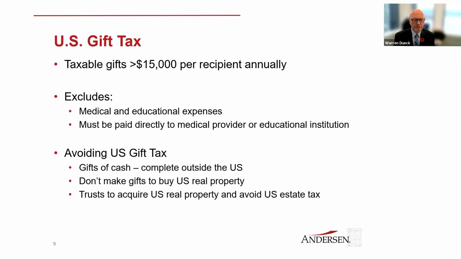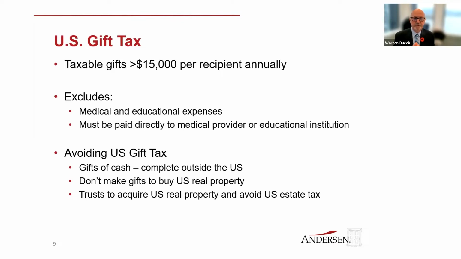We mentioned avoiding U.S. gift tax. And the first thing to do there is to complete the gift outside the U.S. That's the easy way to do that. Going down with a check or a payment is a problem. Secondly, don't make gifts to buy U.S. real property. And the whole idea of gifting U.S. real property is pretty much a disaster. There is no exemption under the Canada-U.S. tax treaty associated with gift tax.